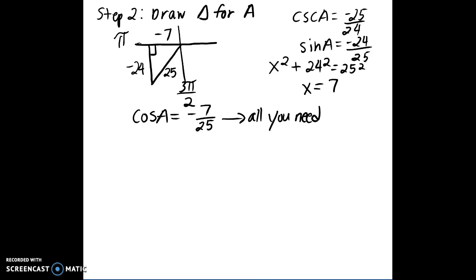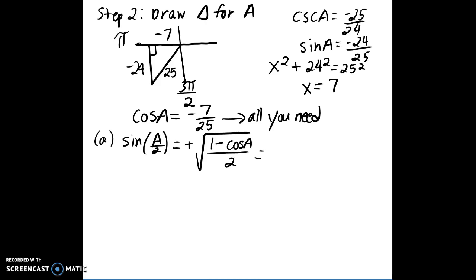And our third step is just to actually answer the question. So for A, sine of A/2, we're going to write out the formula. And we know that sine is positive if you refer back to that up above in your notes, because A/2 is in the second quadrant. And just like before, we're going to replace the entire trig function with whatever ratio we came up with.